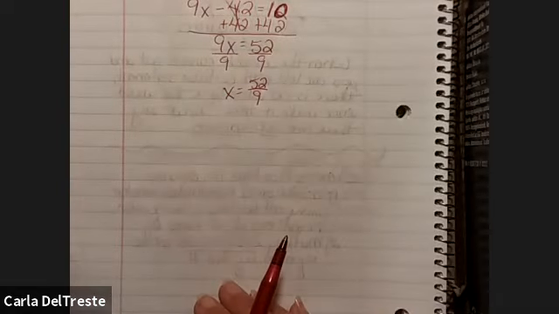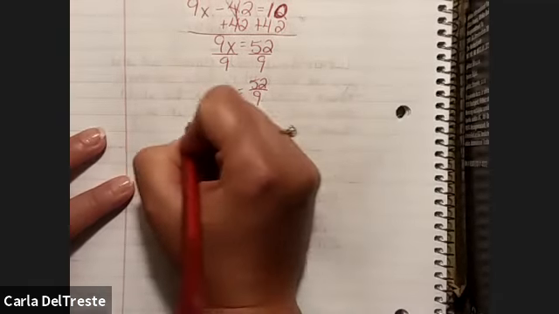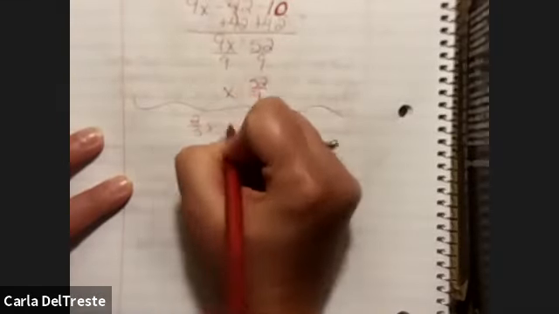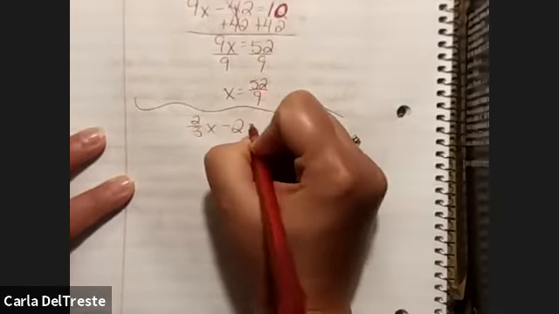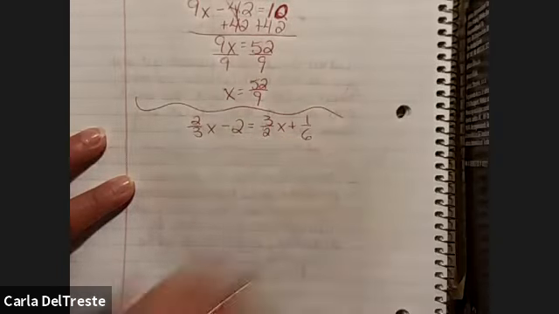I would like to take two-thirds x minus 2 equals 3/2 x plus 1/6. And I'm going to follow that two-step process again.